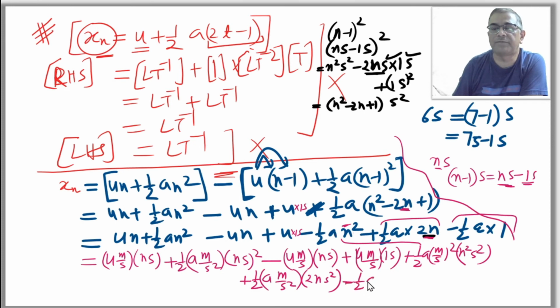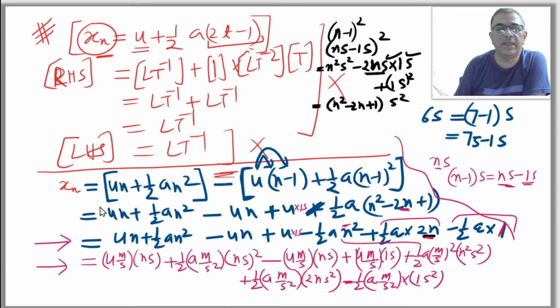Then minus half a. Can you tell me, this is 1 meter per second square multiplied by 1 second square. This is what I mean. I have written this equation, but I have rewritten every single term with units. If you see carefully, you will notice that this second square will cancel with this second square, and this second will cancel with this second.